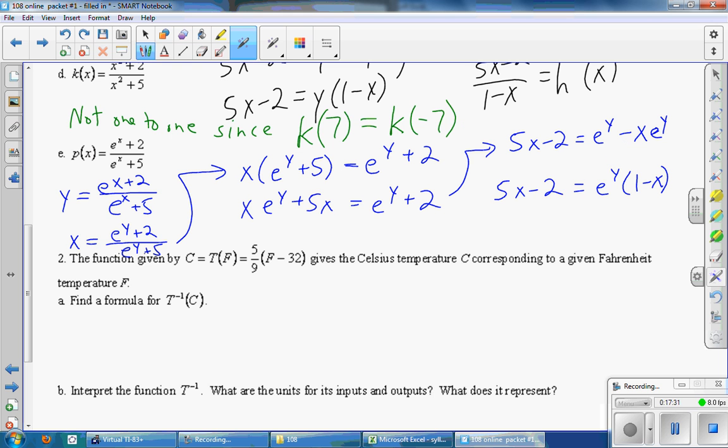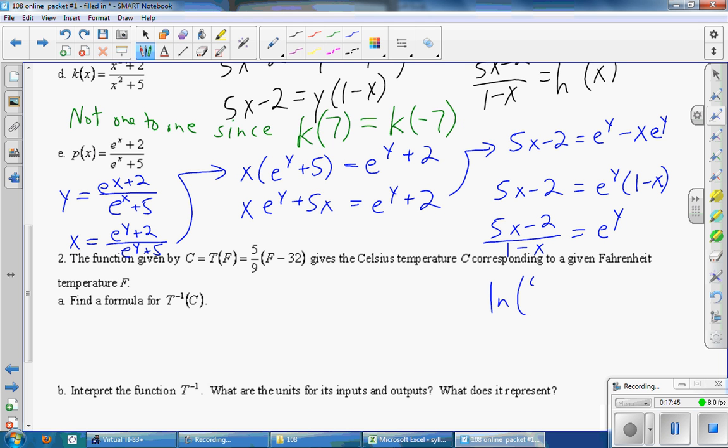So let's divide both sides by 1 minus x, just like we did above. And then we just have one final step trying to solve for y. How do you undo e? We take ln. So ln of this stuff. And then we'll just change the y to the inverse notation. This is the p function, so p inverse of x.